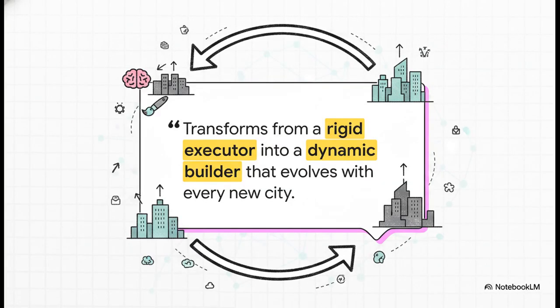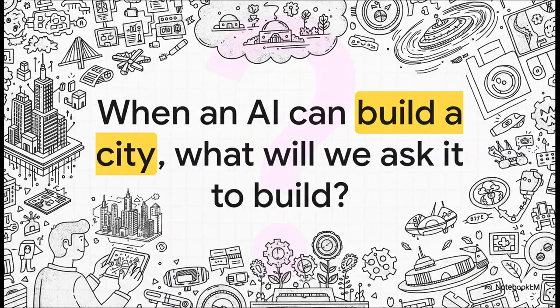There's a quote from the source material that just nails the power of this idea perfectly. It says, "This transforms the system from a rigid executor into a dynamic builder that evolves and improves with every new city it constructs." Because of that feedback loop, it's not just a dumb machine, it's a dynamic builder. It learns from its mistakes, it learns from its successes, and it literally gets smarter with every single city it builds.